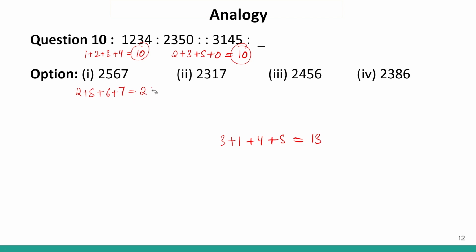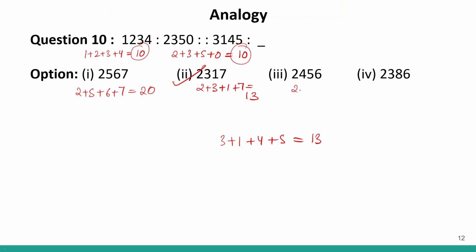Sorry, 14 plus 6 is 20. So again, this is not 13. 2 plus 3 plus 1 plus 7: 5 plus 1 is 6, 6 plus 7 is 13. So this could be my answer. Option number 2 could be my answer.